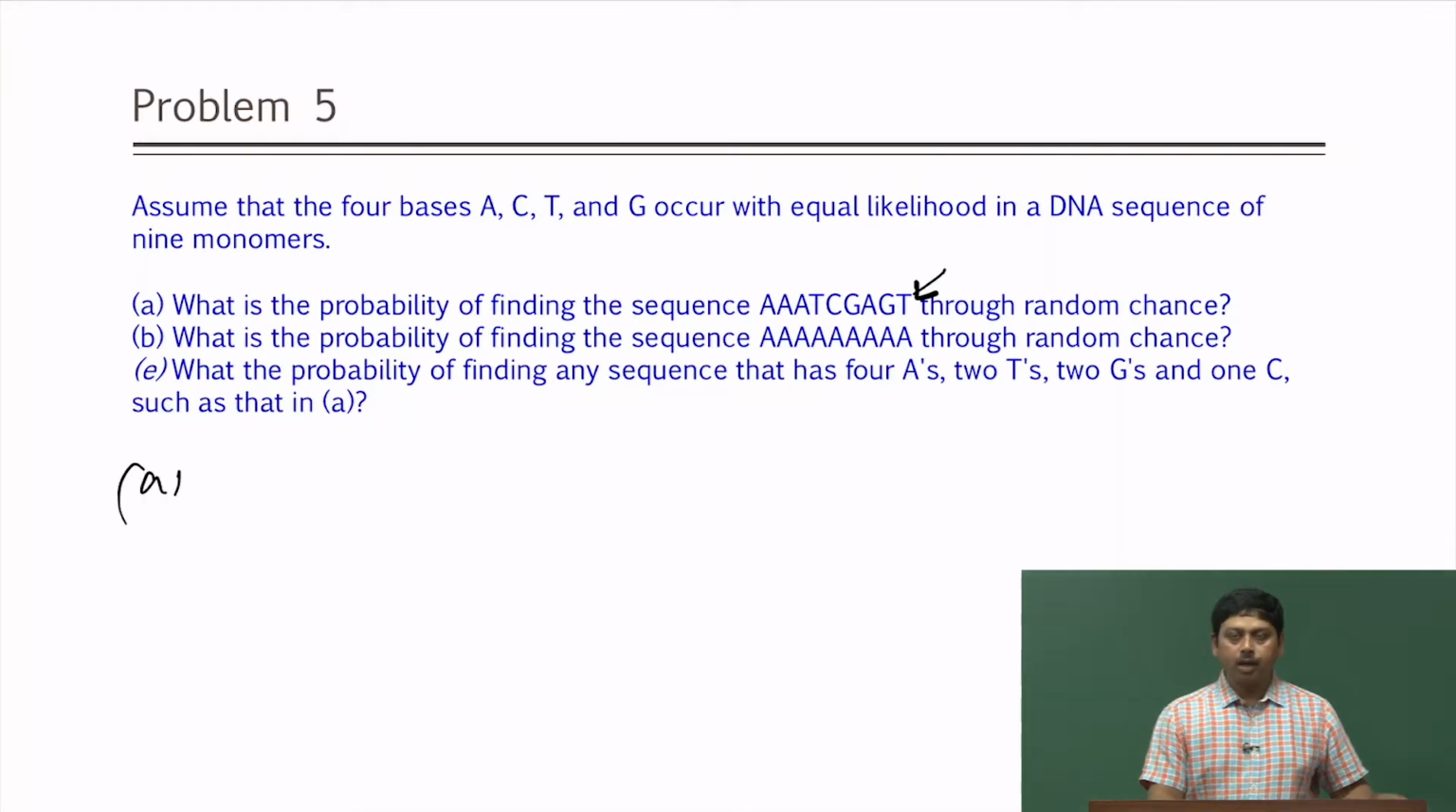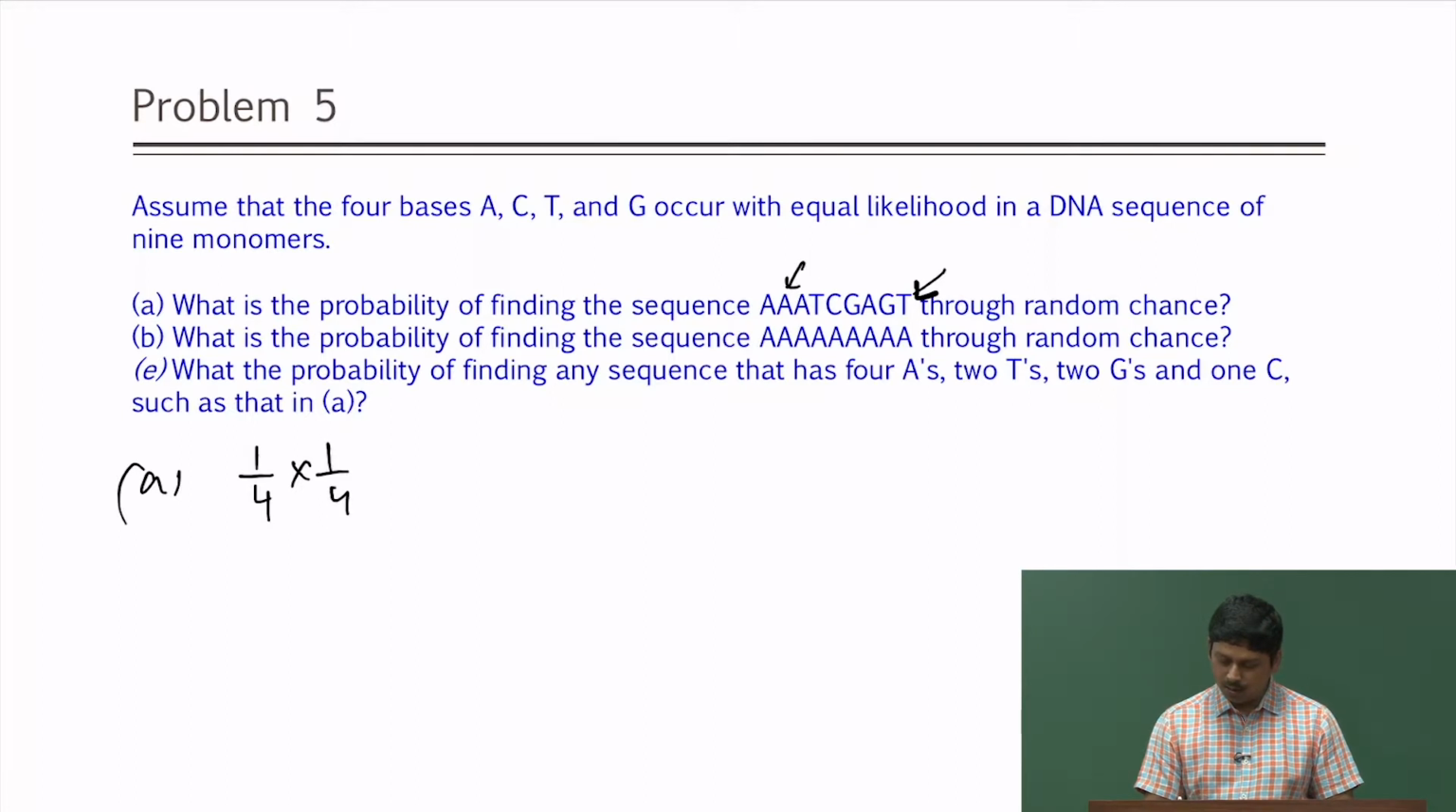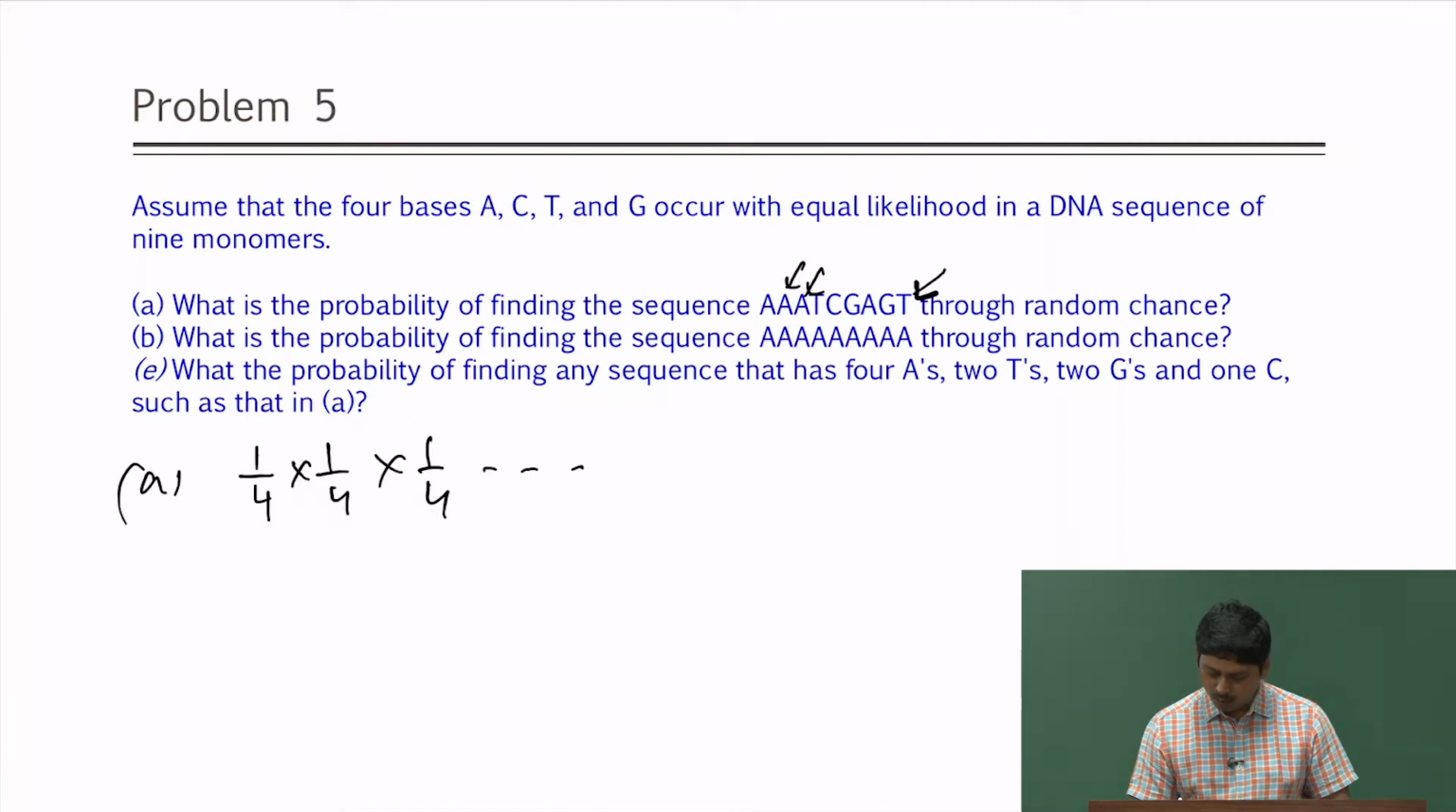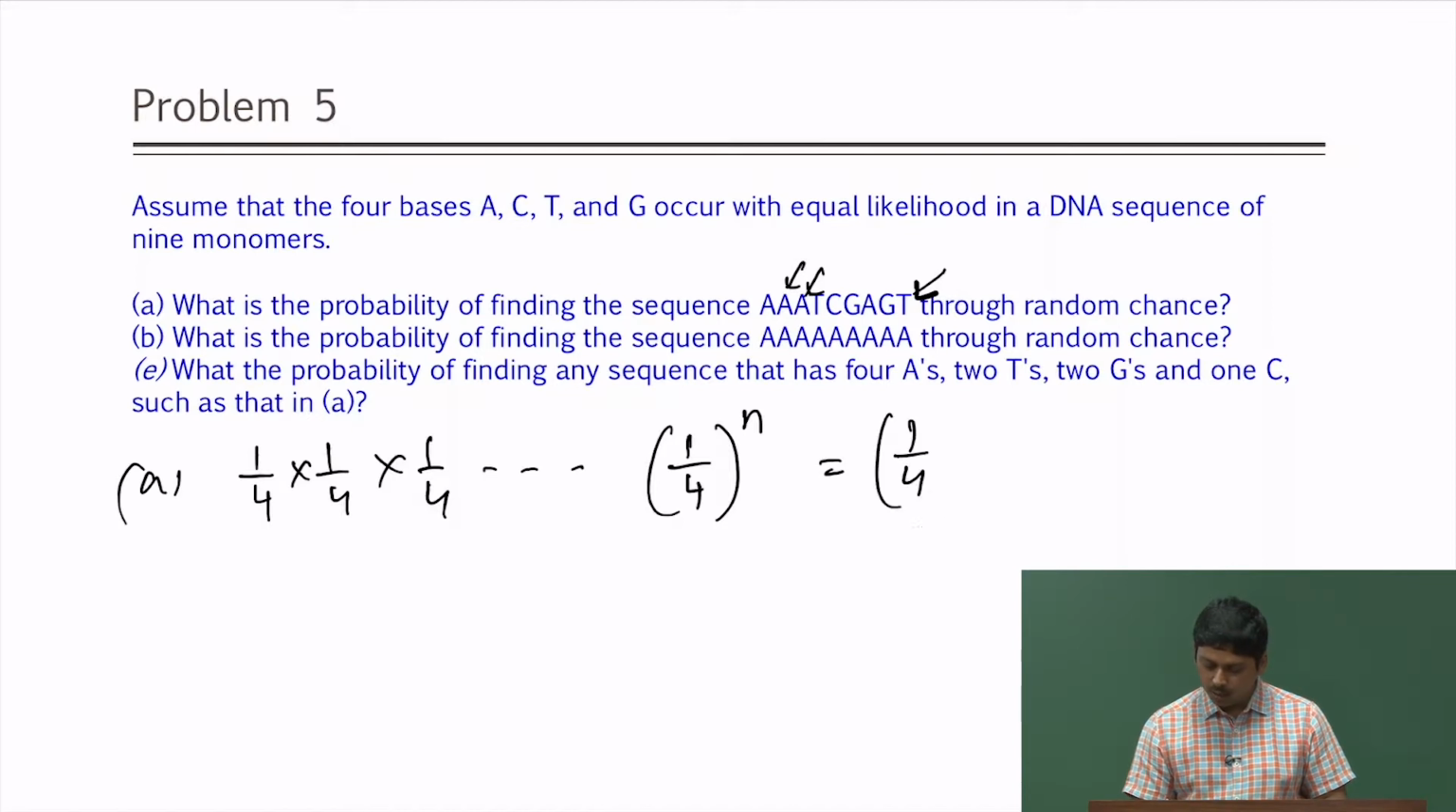Now, you see how many ways you can get, what is the probability of getting A in the first place? There are 4 possible bases and you are asking for just one particular one. So, that will be 1 by 4. What will be the second one? Again 1 by 4. What is the third one? Again 1 by 4. So, like that when you go, the answer is 1 by 4 to the power n, which is the length of the DNA. In this particular case, it is 1 by 4 to the power 9. So, that is the probability of getting that particular sequence.